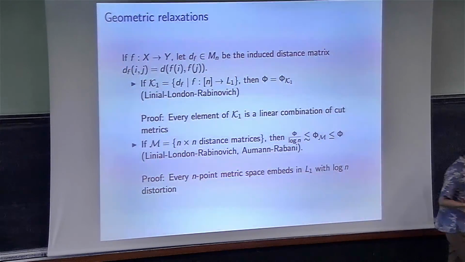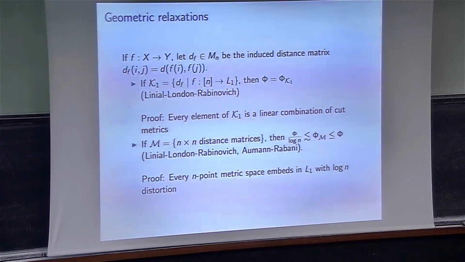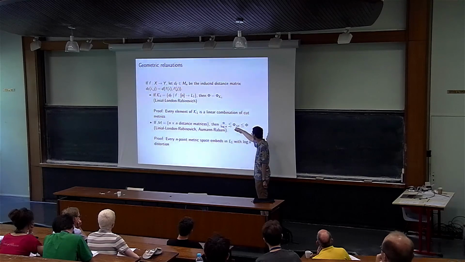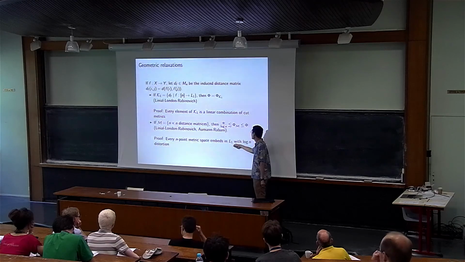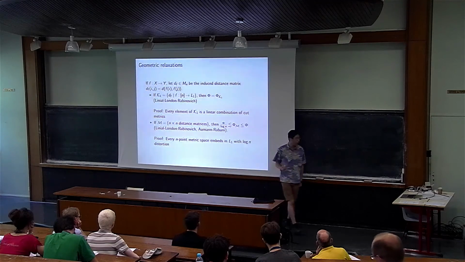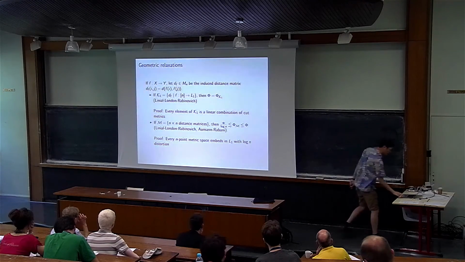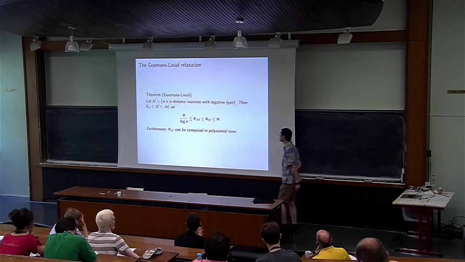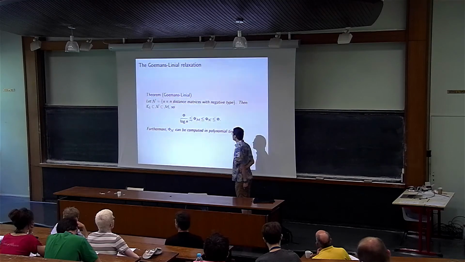Okay, so this is our first example of getting an approximation using metric embeddings. And we have this approximation phi m, which can be computed with linear programming, and where the accuracy comes from how well finite metric spaces embed in L1. The Goemans-Linial relaxation is another similar construction.